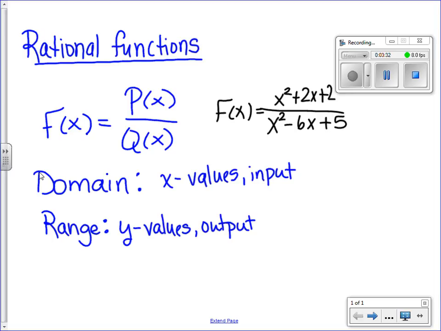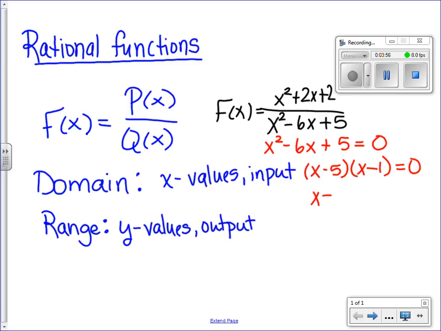Okay? So this function right here is undefined at any place that this equals 0. Well, where does it equal 0? Okay, well, what multiplies to equal 5 but adds to equal negative 6? So my domain for this particular problem, my input, my x values, what I'm putting into the problem, is any number except 5 and 1. Because what happens if I put 5 into this problem?